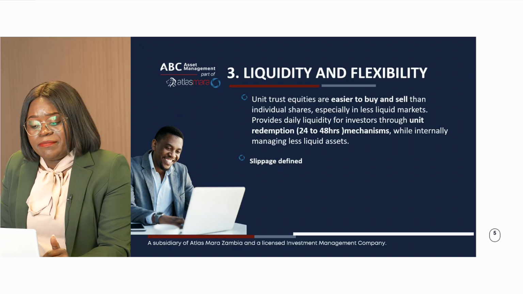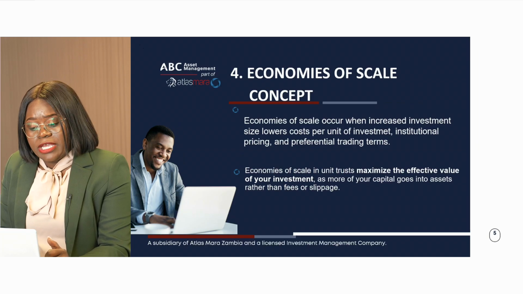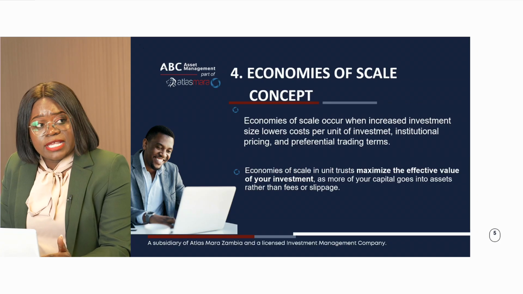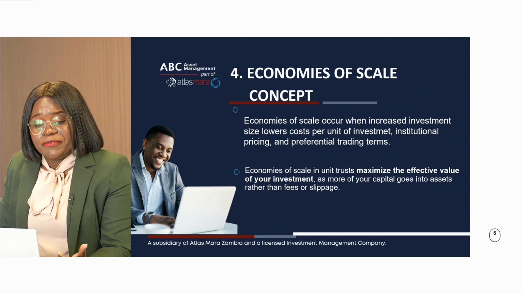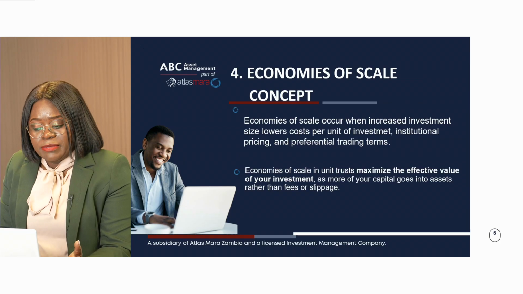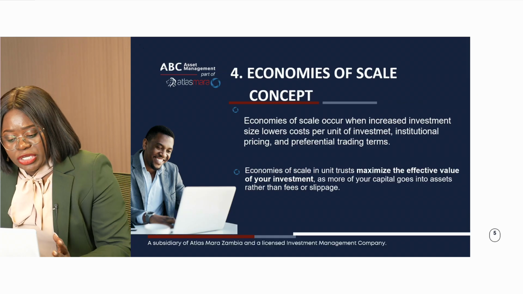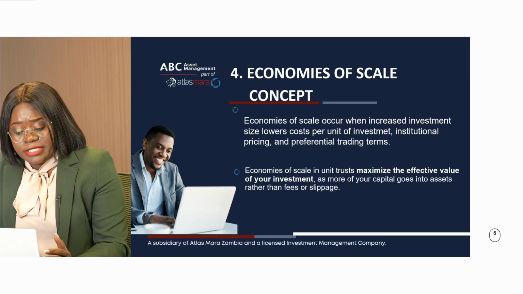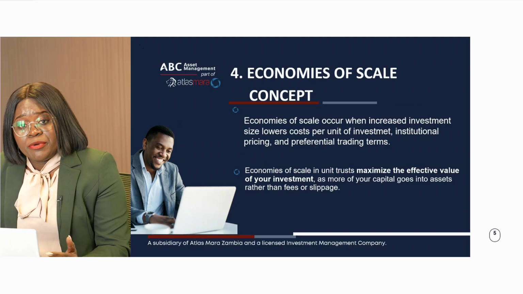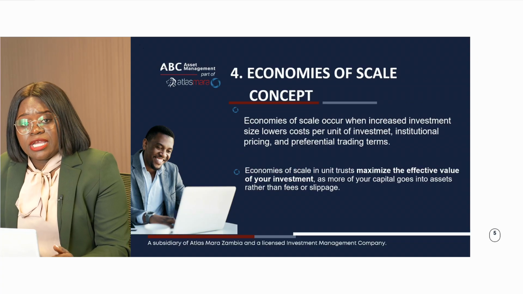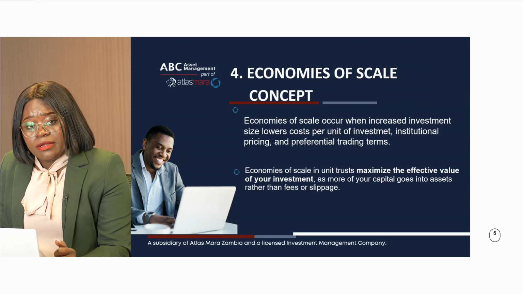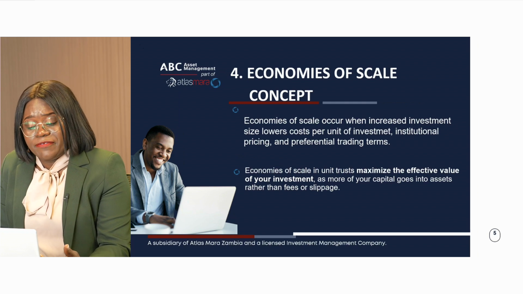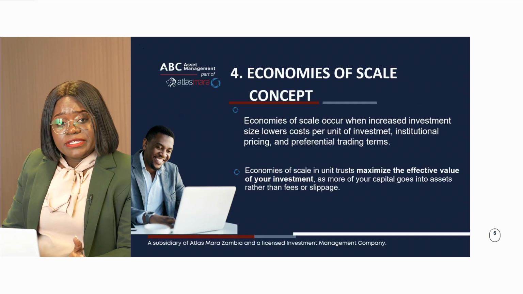Then the other aspect is economies of scale. Economies of scale happen when the increased investment size lowers the cost per unit of investment, and also brings institutional pricing as well as preferential trading terms. For larger investments, the pools can access lower transaction costs. Because we are aggregating trades for many investors, we are able to negotiate better brokerage fees and execution fees, which significantly reduces the cost per share of individual investments. Economies of scale in a unit trust maximize the effective value of your investment, as more of your capital goes into assets rather than fees or even slippage.